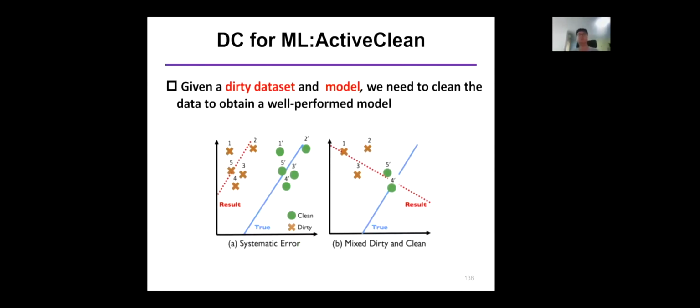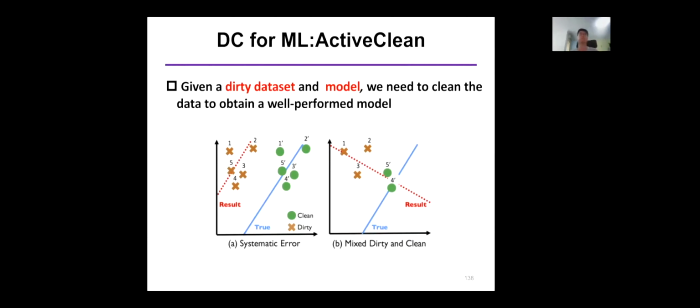So let's see whether cleaning certain items has an impact on the machine learning models. Then let's see a concrete method about data cleaning for machine learning. First, ActiveClean. It first justifies whether we need to clean the data to obtain a well-performing model.